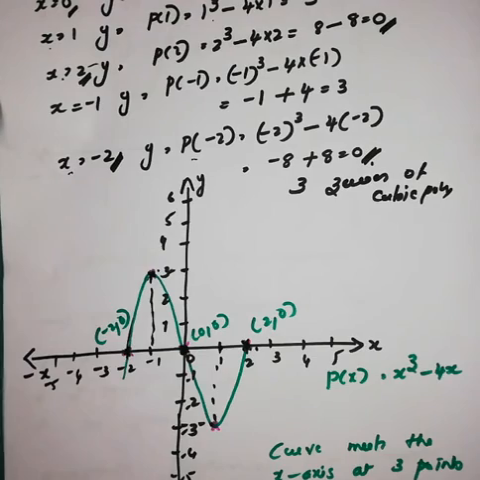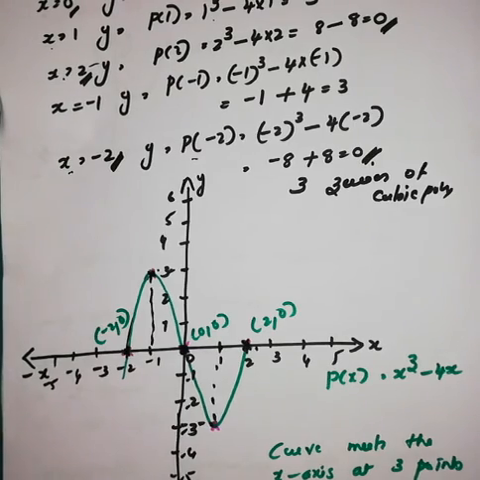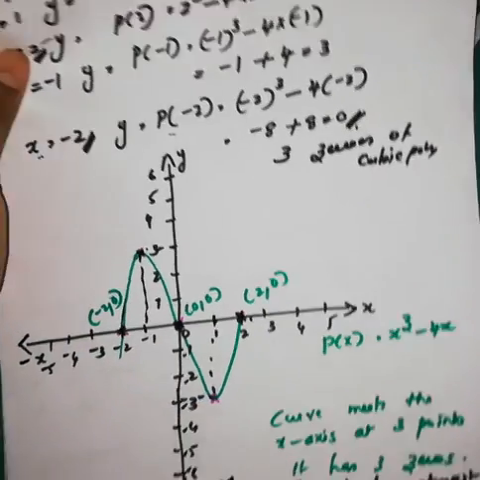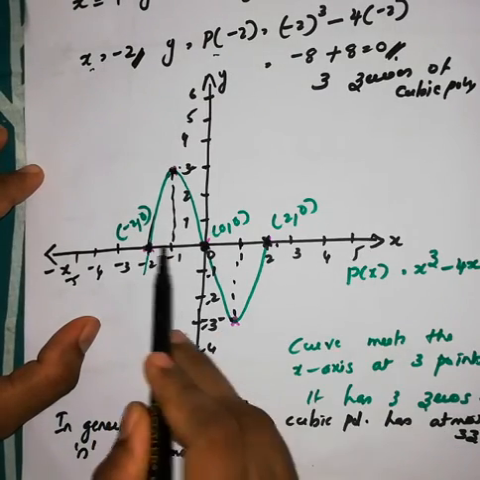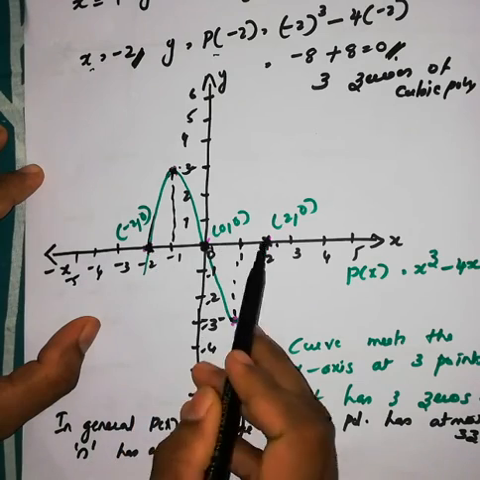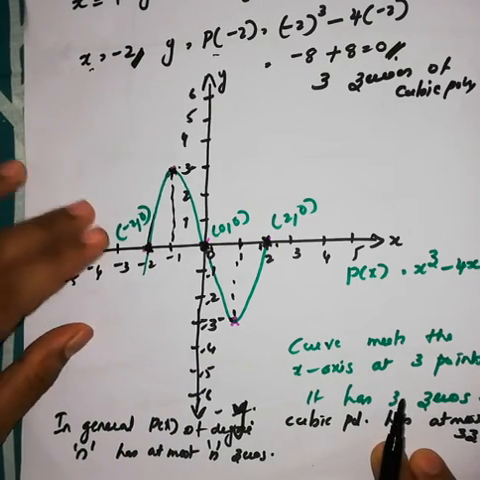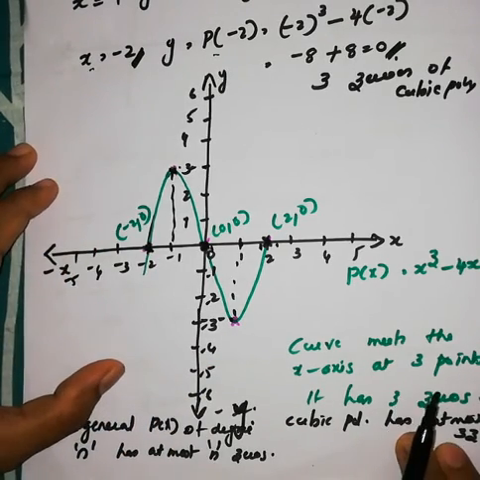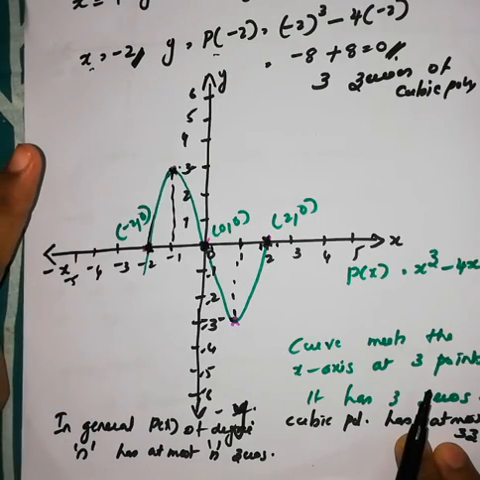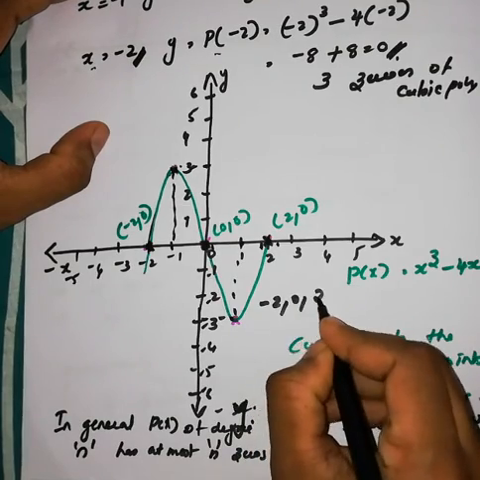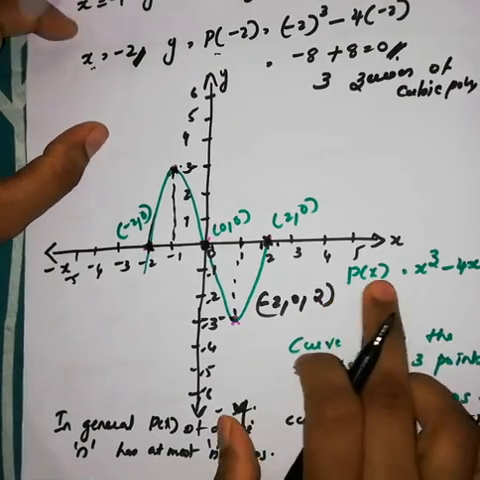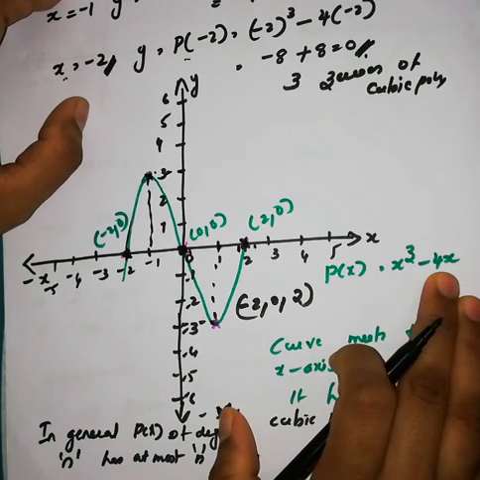So this is the shape of the geometrical representation of a cubic polynomial. From this we can see that this graph cuts the x-axis at 3 points. Clear? It cuts the x-axis at 3 points. So a cubic polynomial has 3 zeros. For this example, the zeros are minus 2, 0 and 2. These are the zeros of this cubic polynomial p of x is equal to x cube minus 4x.